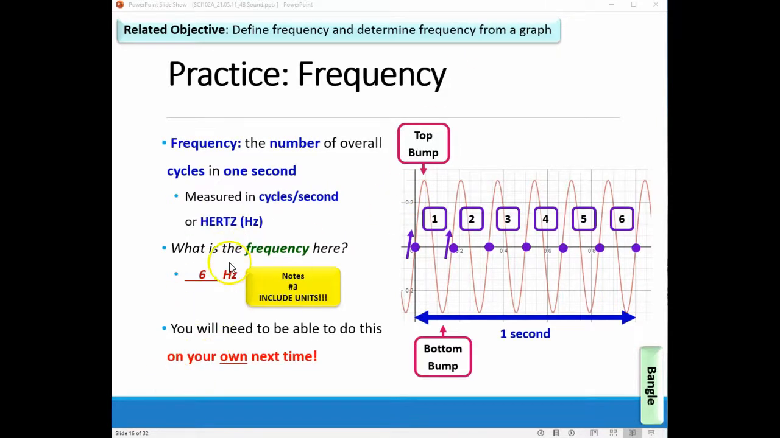All right, so again, your answer for number 3 is that this is 6 hertz. You can see the 6 different cycles that we had here. Go ahead, take 20 seconds and mark that in your notes for number 3.